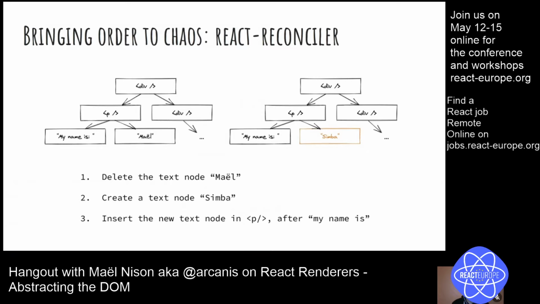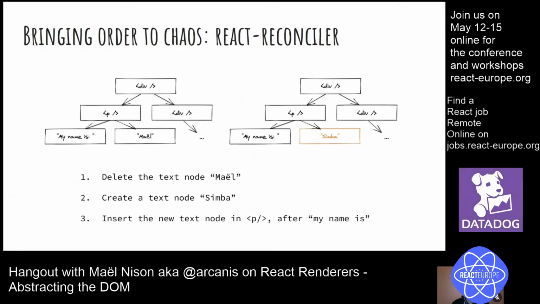That's what we call the reconciler. It's kind of a diffing algorithm where React will try to traverse both trees, see what changed, and convert them into generic instructions. So in the case that I described, the generic instructions would be: delete the text node Maël, create a new text node called Simba, and then insert the new text node in the paragraph right after the "my name is" text node.